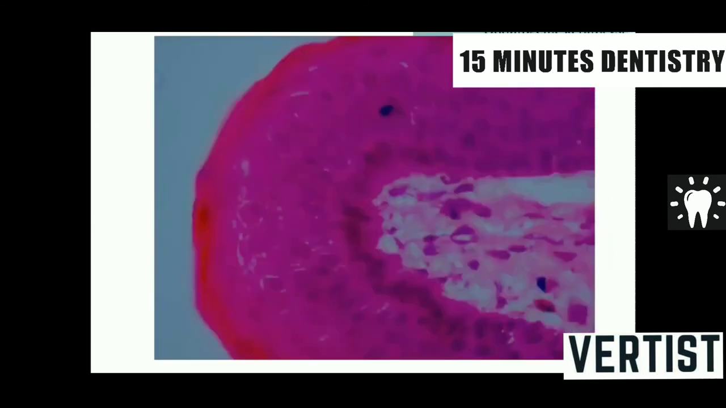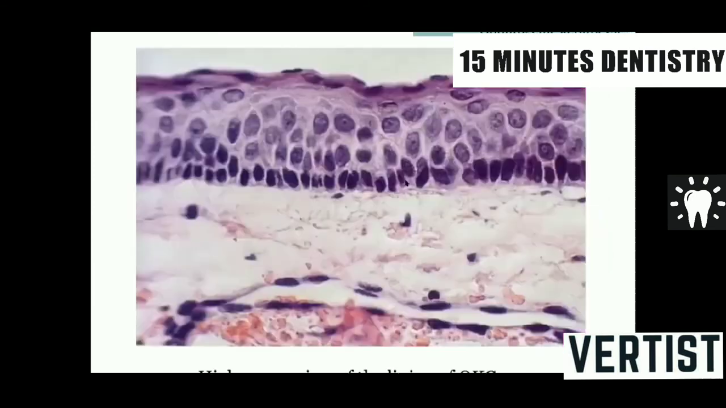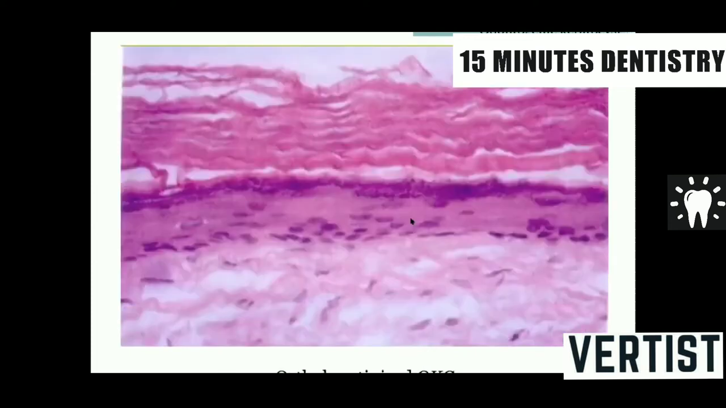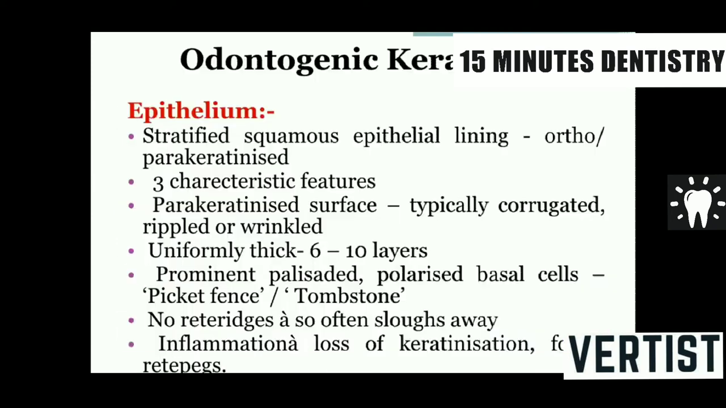This is a higher magnification. Flat epithelial connective tissue junction, tombstone or picket fence appearance. This is an orthokeratinized OKC. There is a thick layer of orthokeratin, the epithelium is thin, and the picket fence appearance is a little less or sometimes missing. These orthokeratinized OKCs are less recurrent in nature as compared to parakeratinized OKC.